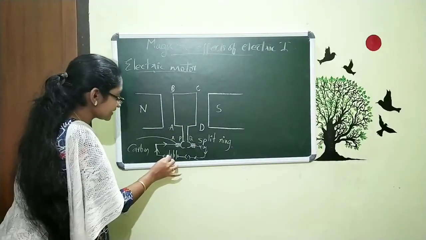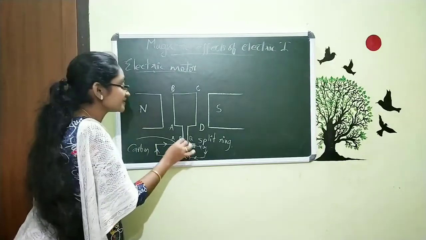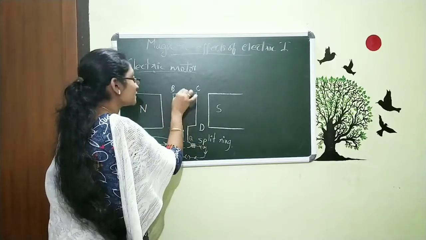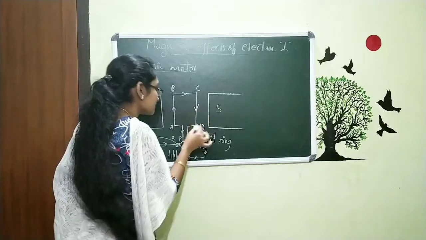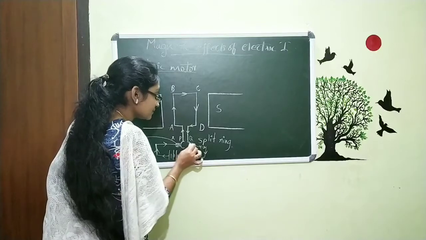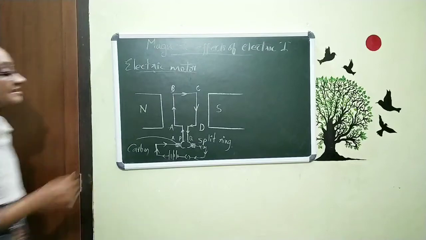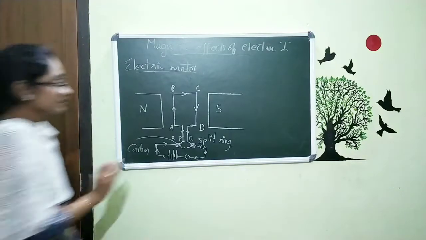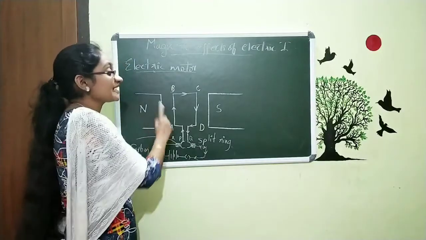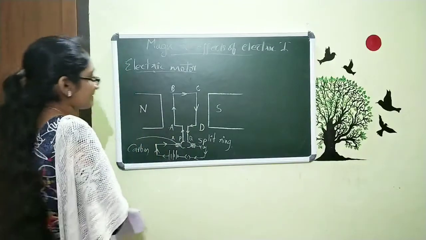First the electricity will come from this battery, to this brush, to this split ring, then to this coil in this direction, and it will come back to this split ring, then back to the brush and back to this key and the battery. This is the direction of current in this coil setup. So you want to remember the direction of this current and the flow of current.